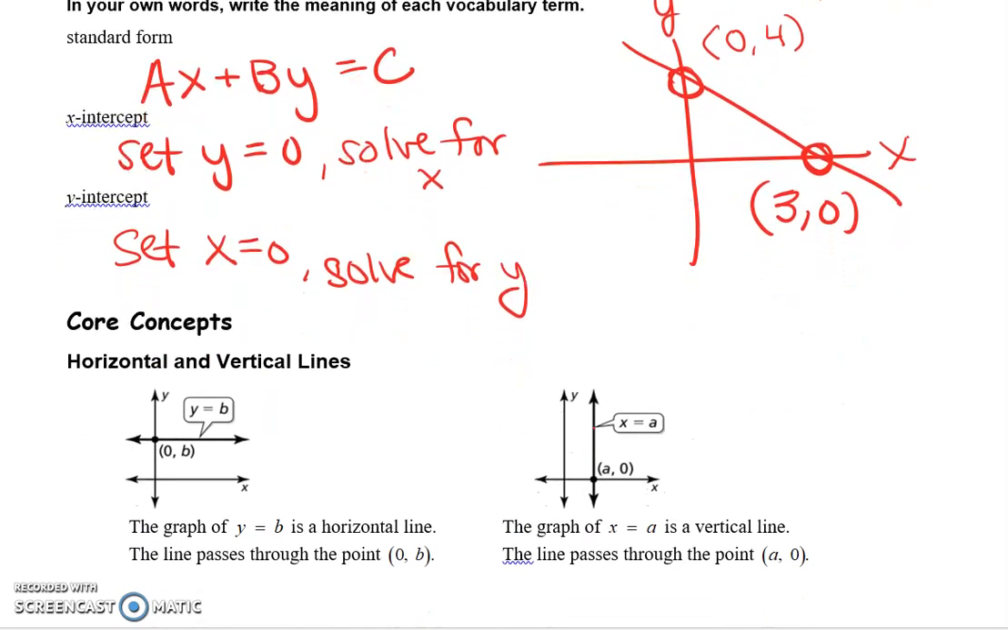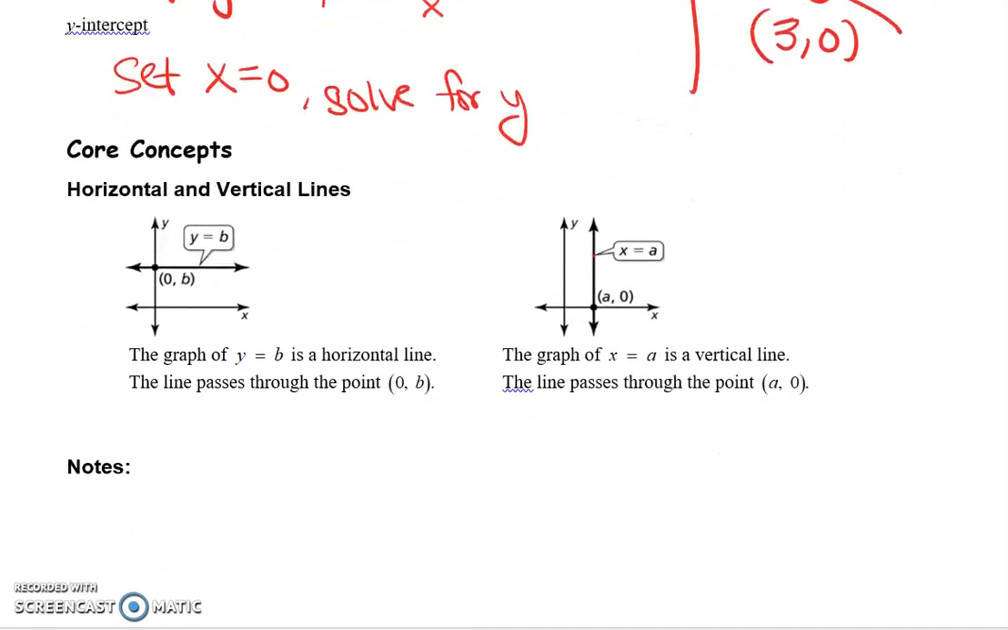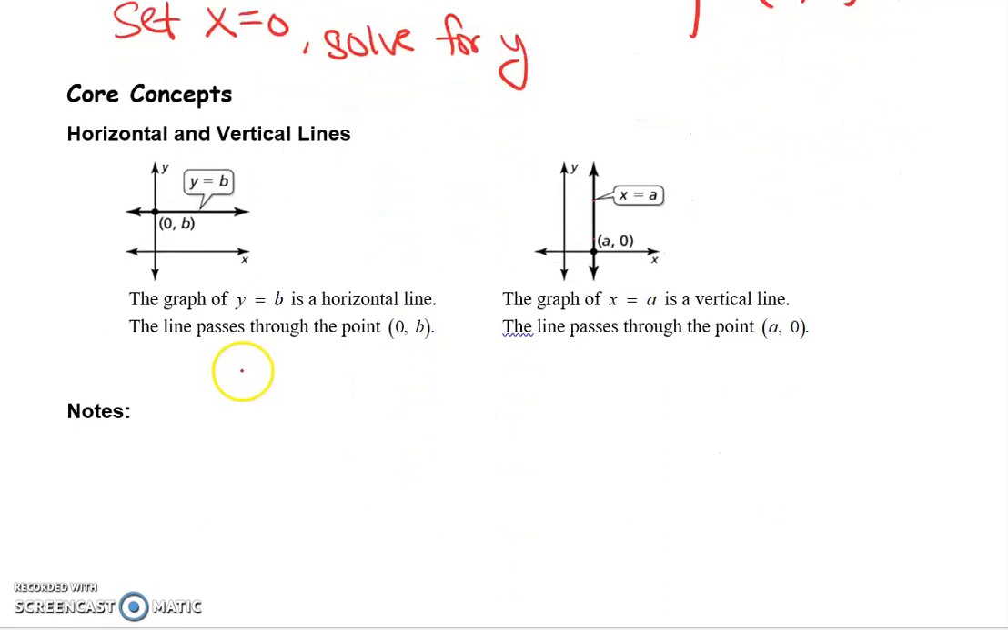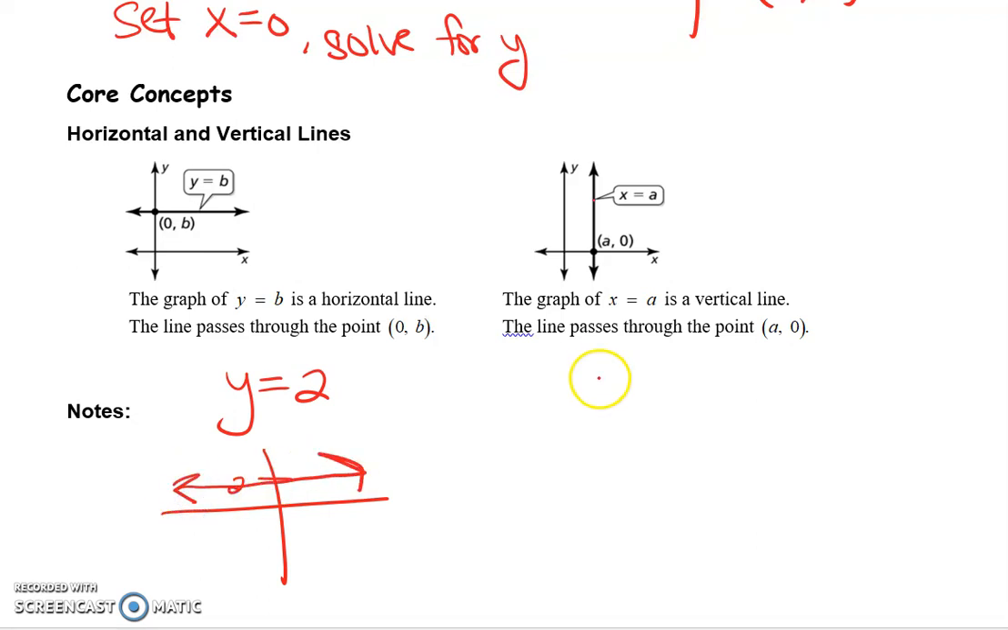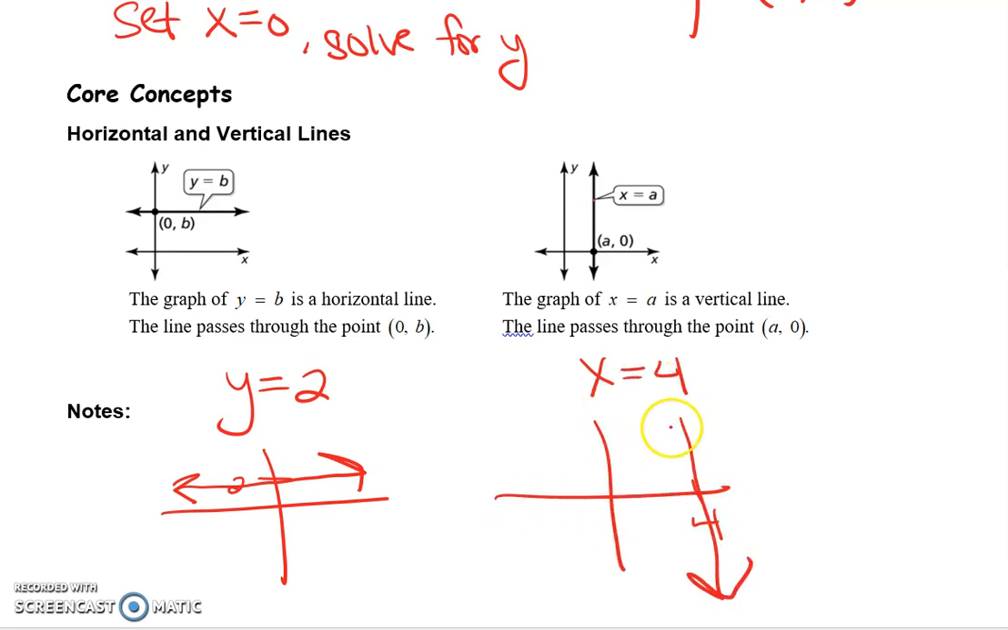Also in this section, we're talking about horizontal and vertical lines. So the graph of y equals, let's say y equals 2, is a horizontal line at 2. The graph of x equals 4, if 4 is over here, is a vertical line. I would say these are two things that everybody messes up at some point. This is a good thing to memorize.